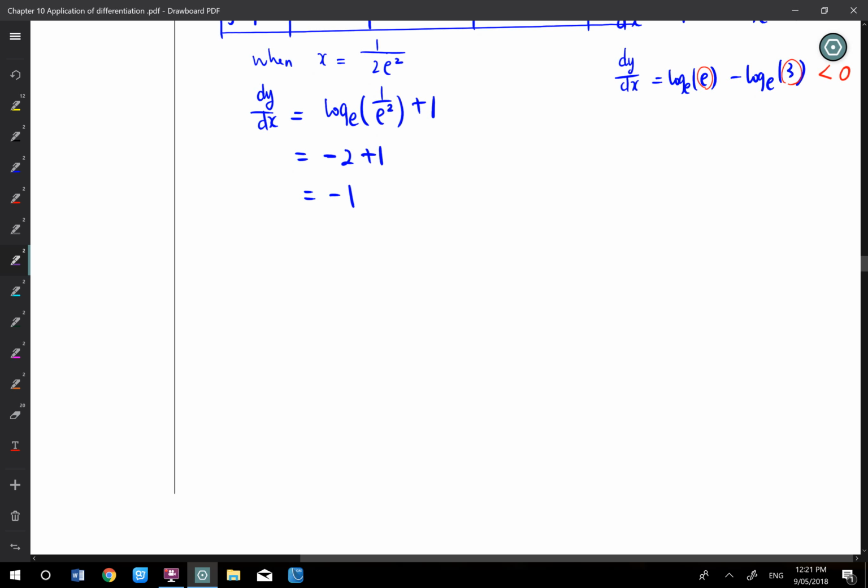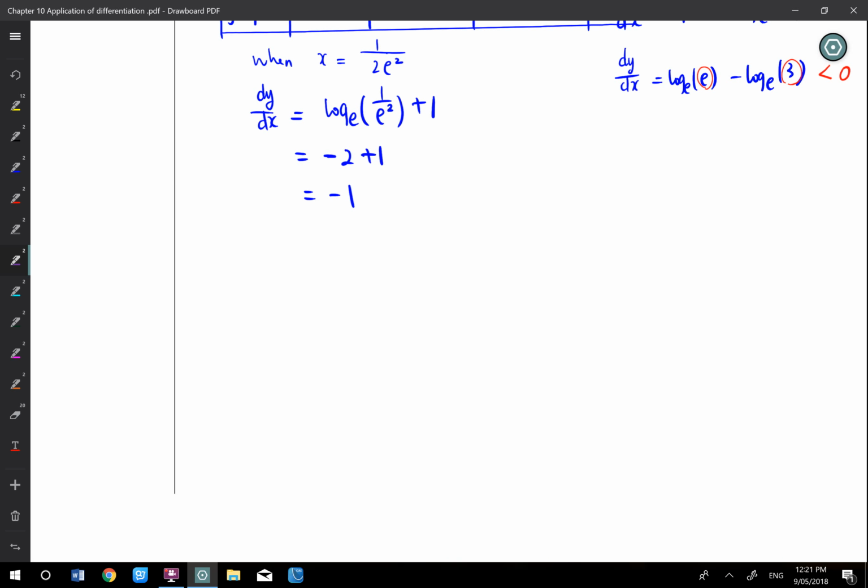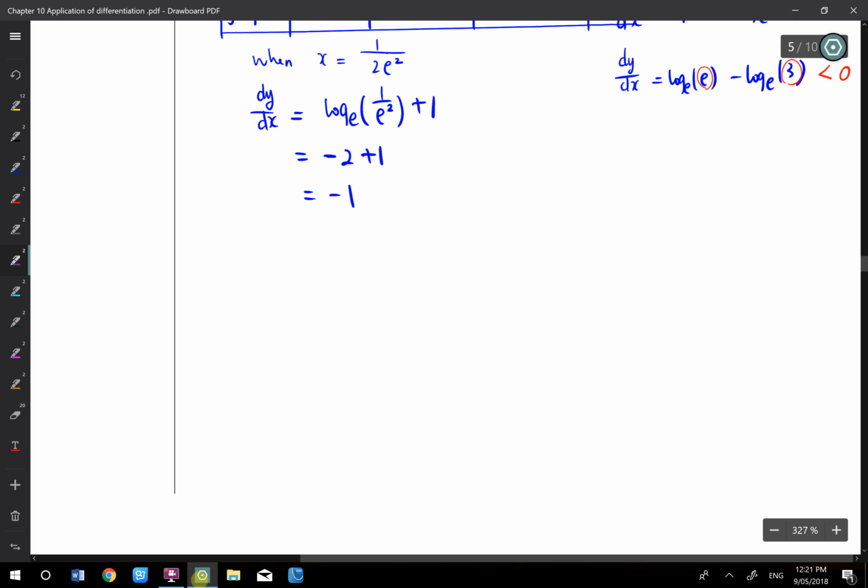Alright, what's the next step? I have found the stationary point, I have found the nature of it. What's the third step? What are we trying to find? The x and y intercepts. Okay, I don't have a y-intercept because x can't be 0. Zero is out of the domain already, because of the log e. You can't have 0 in the domain. So let's work for the x-intercept.